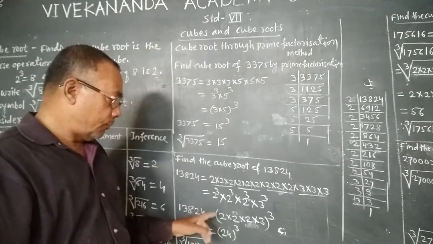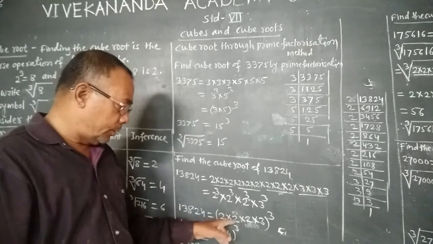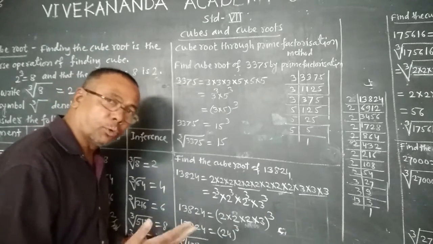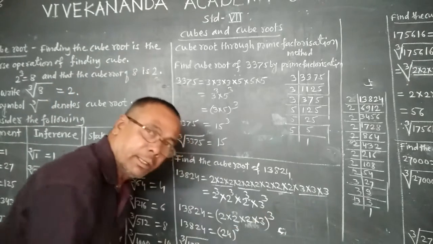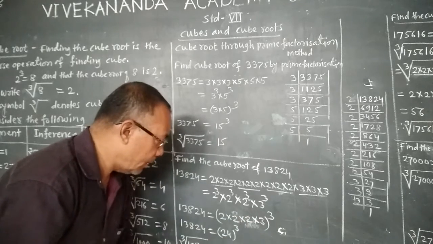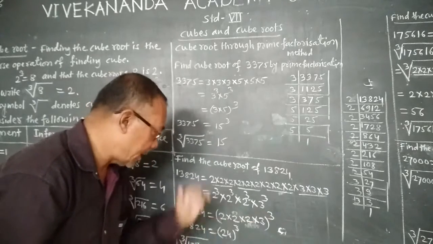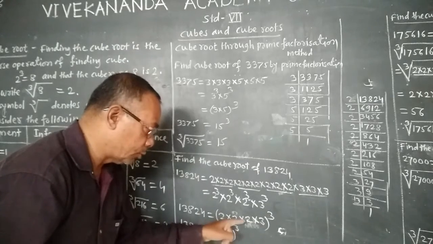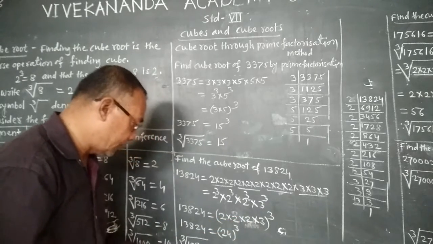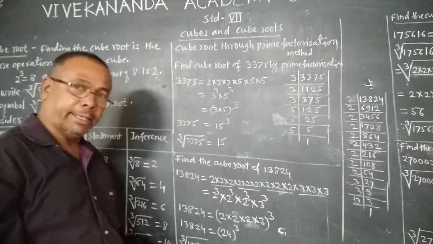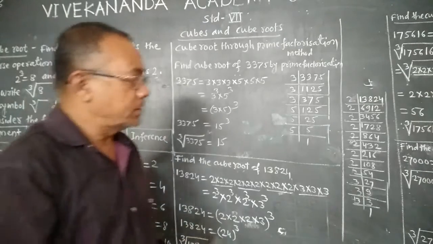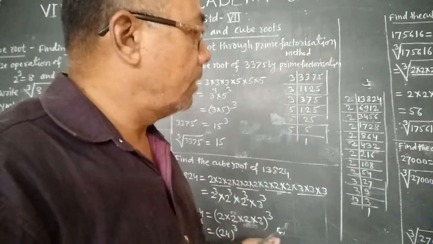Now 13,824 is equal to (2 into 2 into 2 into 3) cube, and if we take the cube root, we can remove the cube and only get 2 into 2 into 2 into 3. That is, 2 twos are 4, 4 twos are 8, 8 threes are 24, and therefore the cube root of 13,824 is 24. In this way, this is a very simple method of finding the cube root of any number by the factorization method.